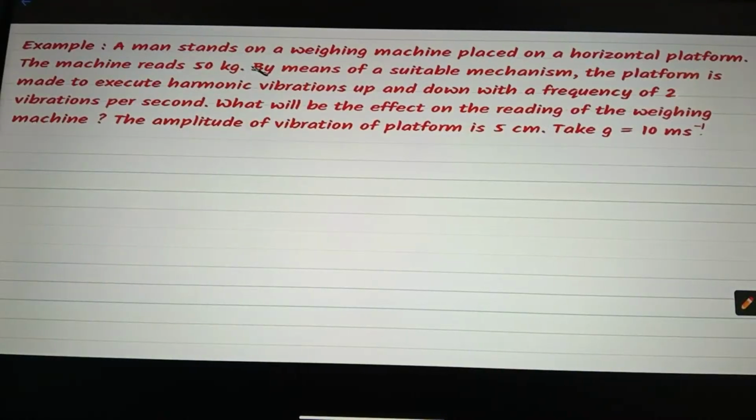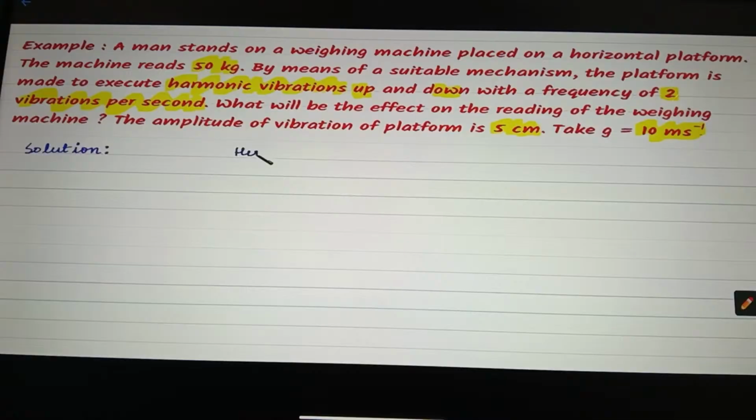A man stands on a weighing machine placed on a horizontal platform. The machine reads 50 kg. By means of a suitable mechanism, the platform is made to execute harmonic vibrations up and down with a frequency of 2 vibrations per second. What will be the effect on the reading of the weighing machine? The amplitude of vibration of the platform is 5 centimeters and take g equal to 10 meters per second squared.